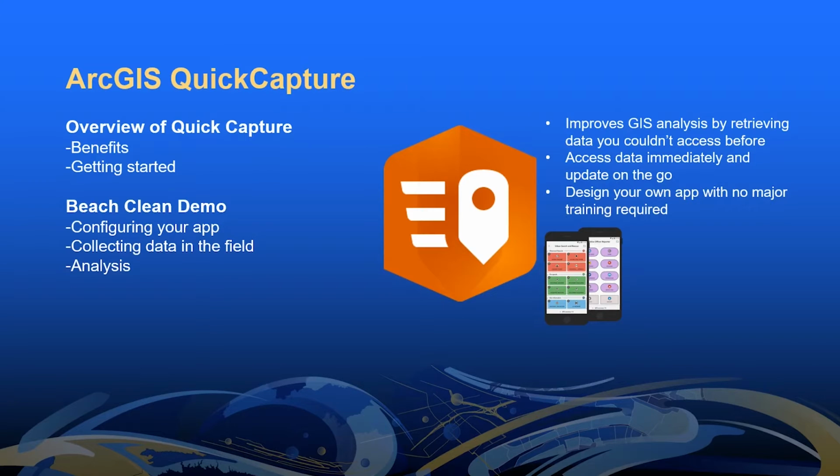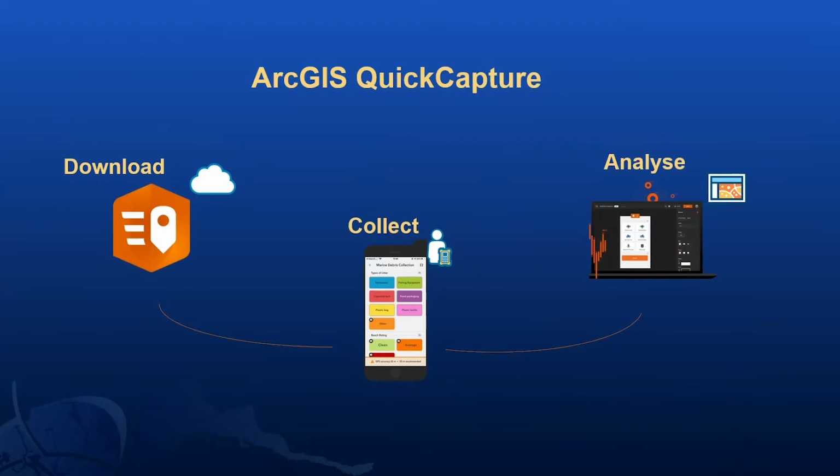It's important to note just some of the license requirements as well. So to use the projects, you need to either be a field worker, creator, or GIS professional user type with the field app bundle. An editor user type with QuickCapture add-on license can also be used, but I'll add in a bit more information about account requirements at the end of this demo.